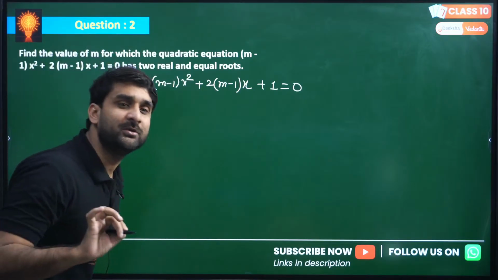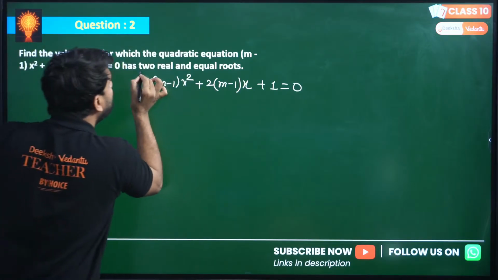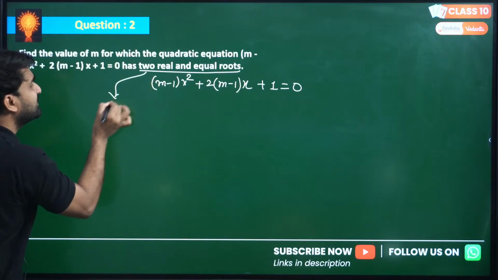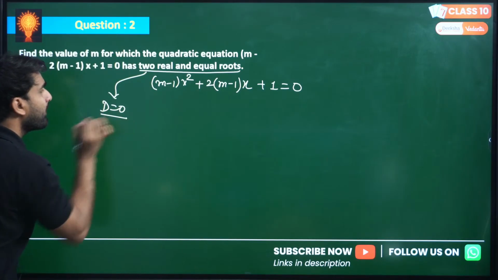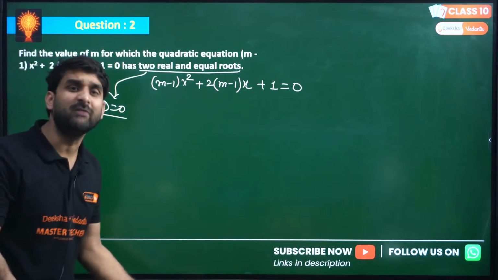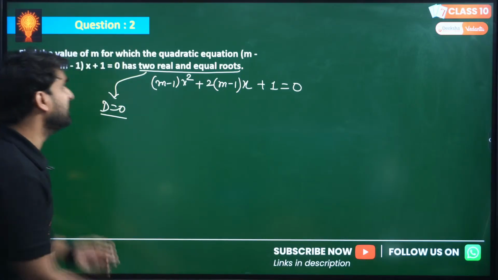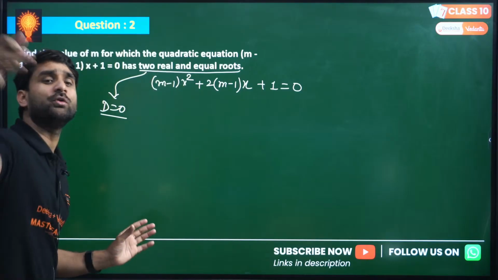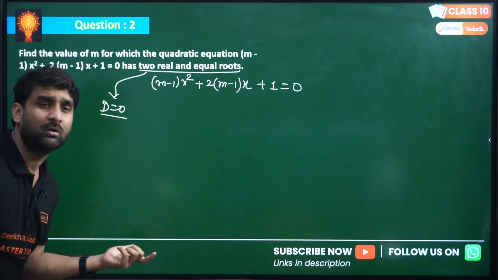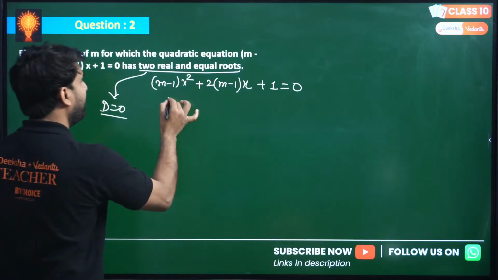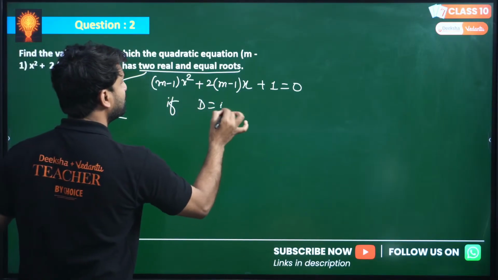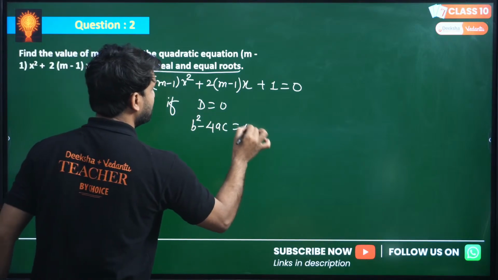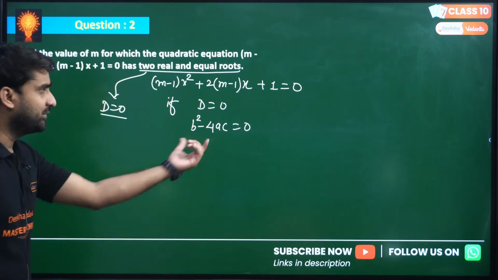And one more piece of information is given here: it has two real and equal roots. And if two real and equal roots are there, then d will be 0. Yes, the discriminant will be 0, because this quadratic equation has two real and equal roots. Now you have the formula. If d equals 0, so d is b square minus 4ac equals 0. This is the formula for the discriminant.